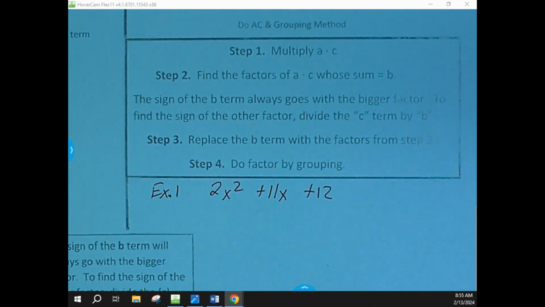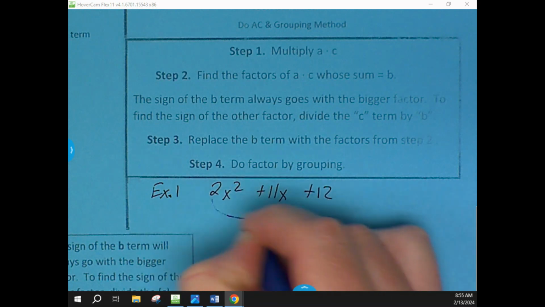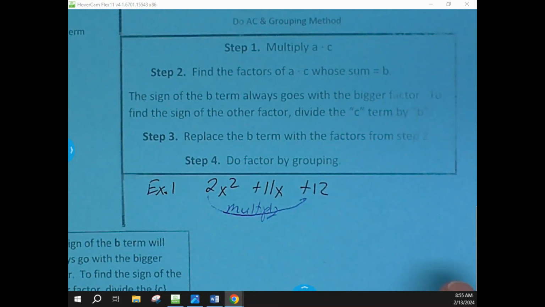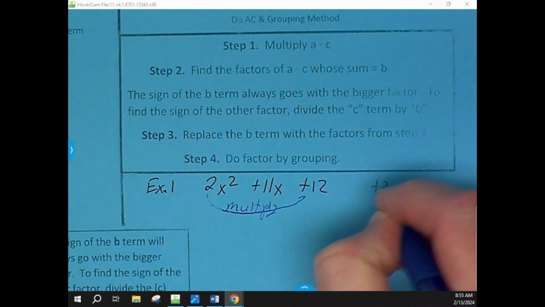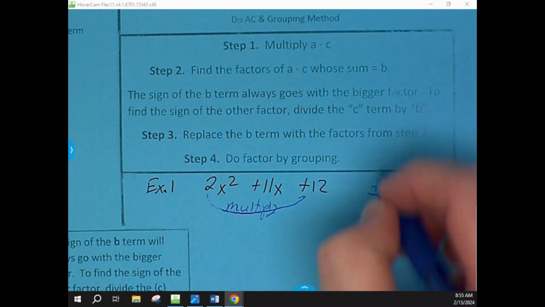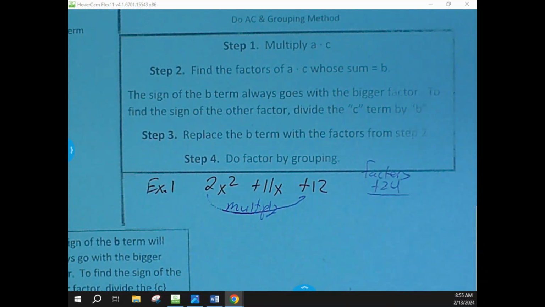Everybody calls it something different. Most people call it the AC method because the very first thing you're going to do is multiply your A value, which in this case is 2, times 12. Okay, so if we do 2 times 12, that's going to be a positive 24. And then what we're going to do is look for the factors of positive 24 whose sum is going to equal this b term in the middle.